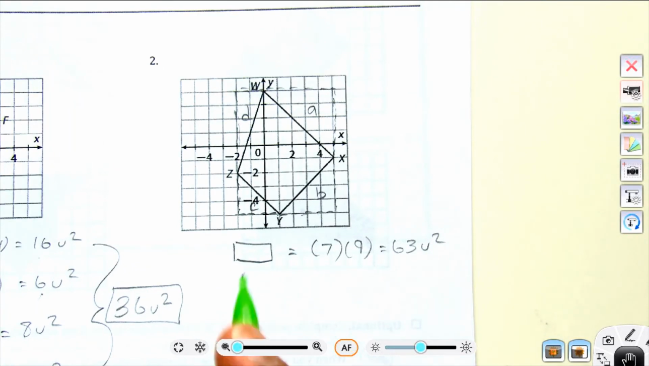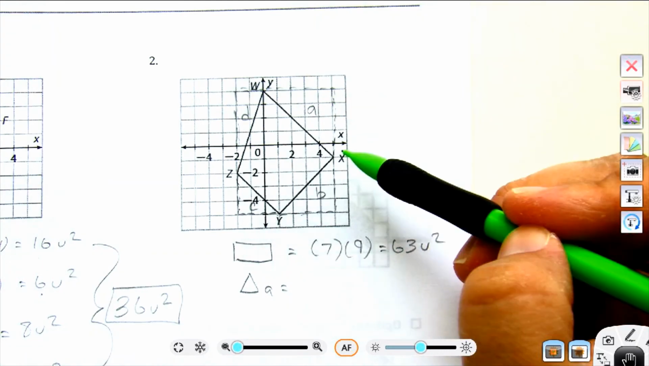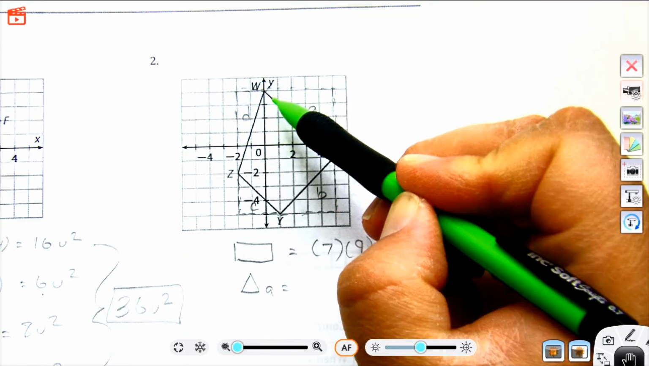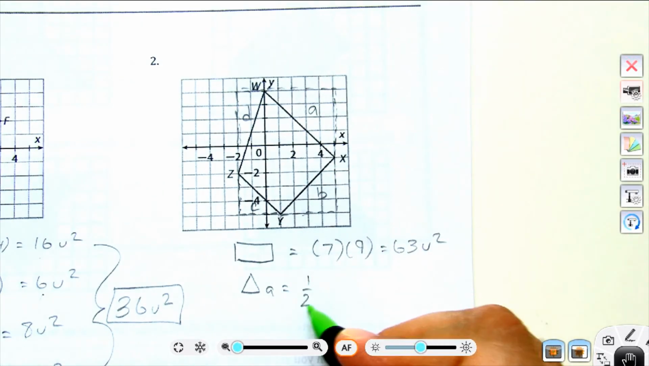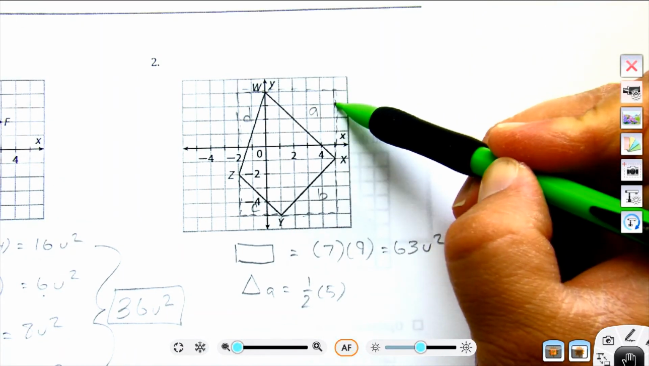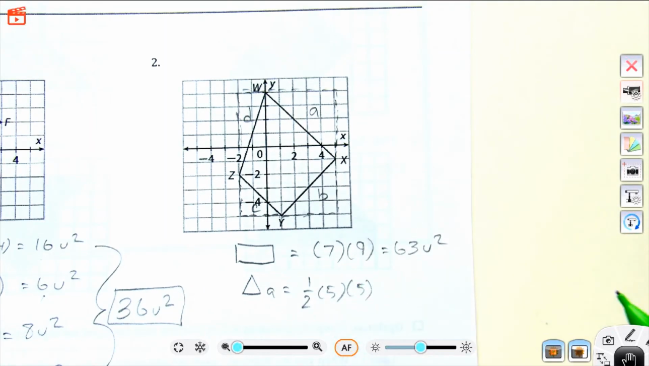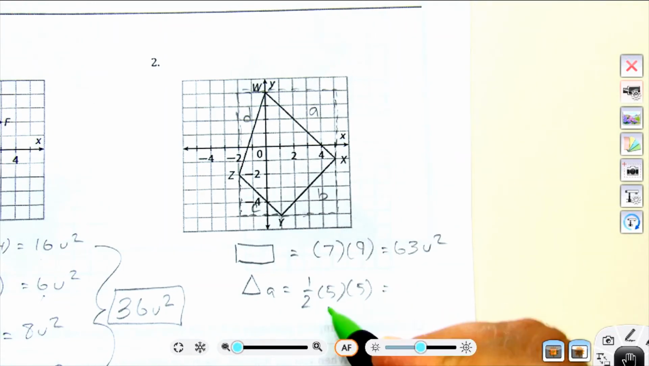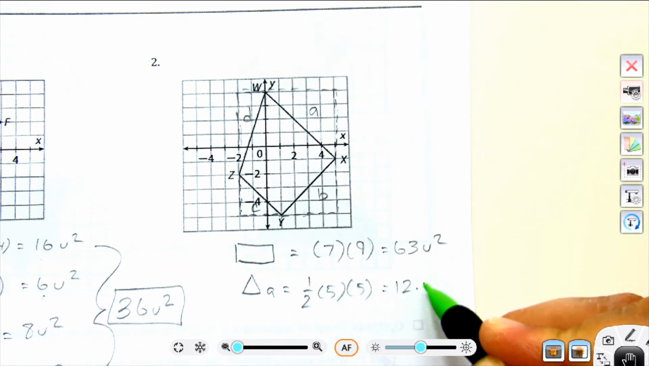So then let's look at triangle A. What is the area of triangle A? So the base, let's say it's 1, 2, 3, 4, 5. So 1/2 base, and the height would be 1, 2, 3, 4, 5. So then we get 25. 5 times 5 is 25, and half of 25 is 12.5.